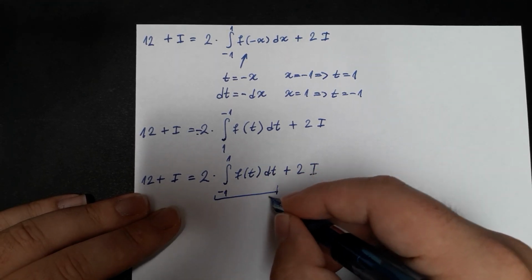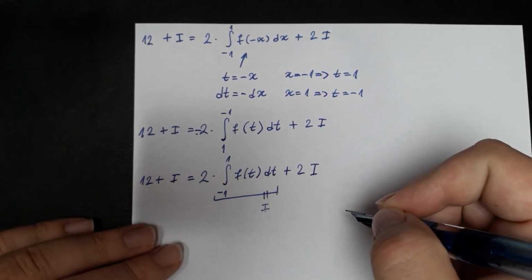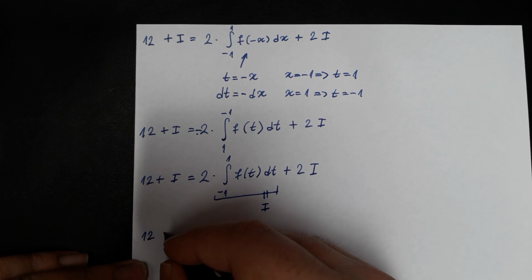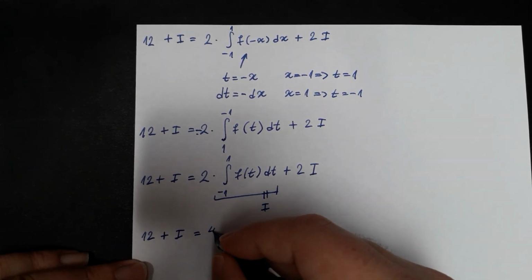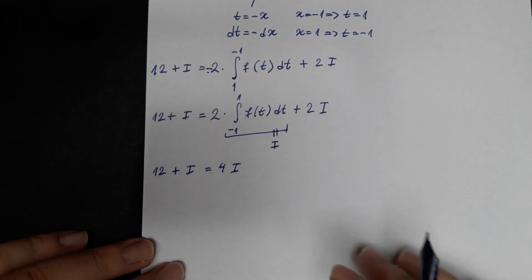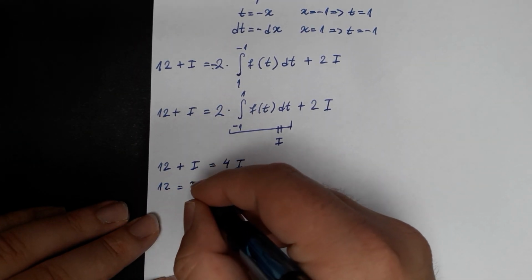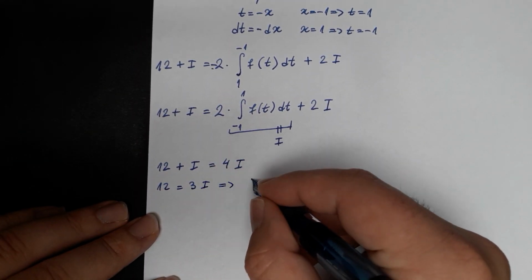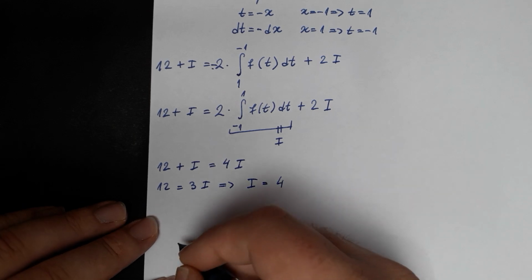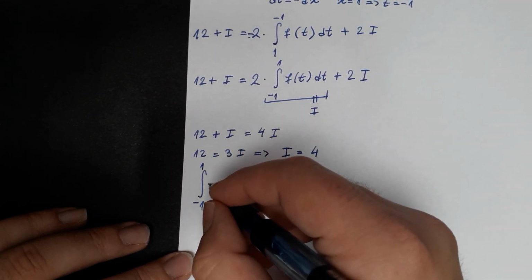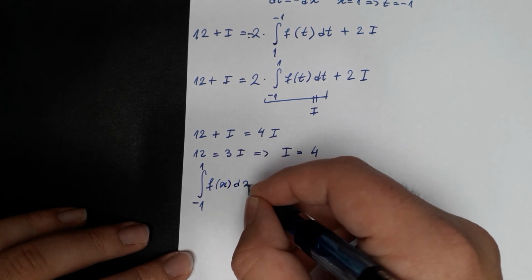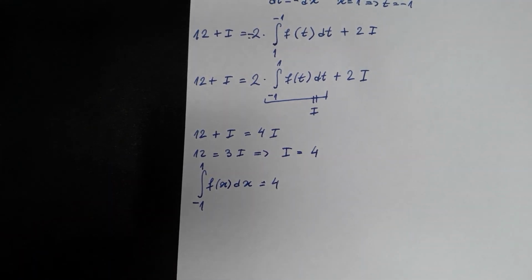And this integral, we already know that it is equal to I. So this is 12 plus I is equal to 2I plus 2I, which is 4I. And that means that 12 is equal to 3I, and that gives us the value of I to be equal to 4. Well, I was the integral from -1 to 1 of f(x) dx, and we got its value as 4.